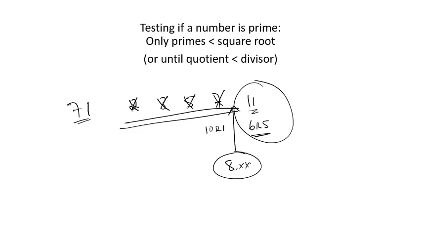So the fifth one's there, but really, if none of the first 4 work, then the fifth one's not going to work either. So it's not checking as many numbers as you might think. It's a much quicker process than it probably appears.